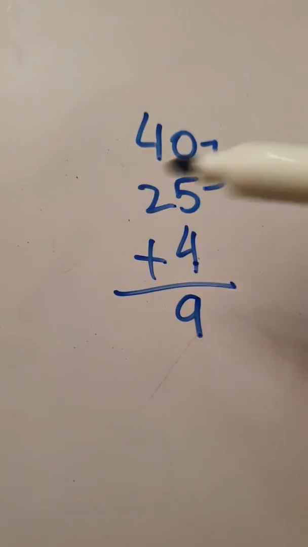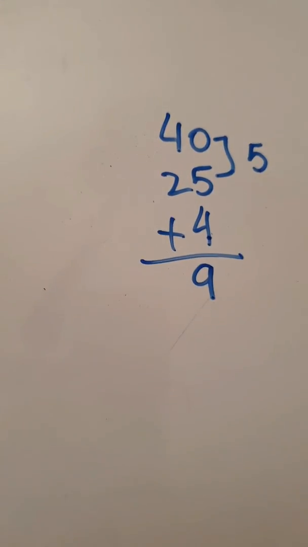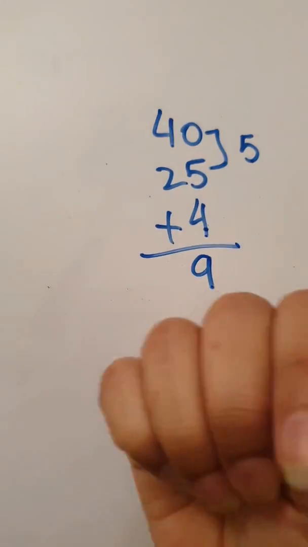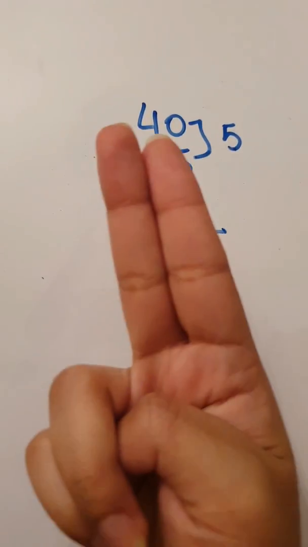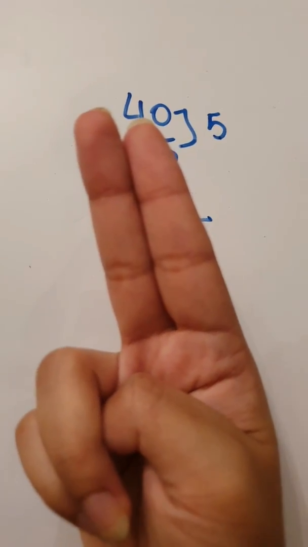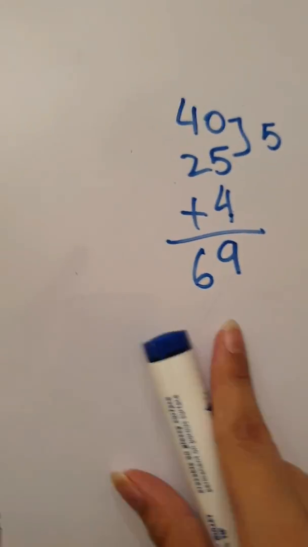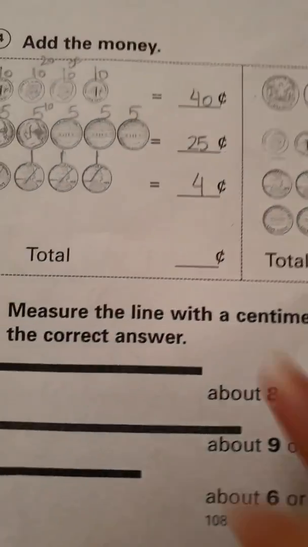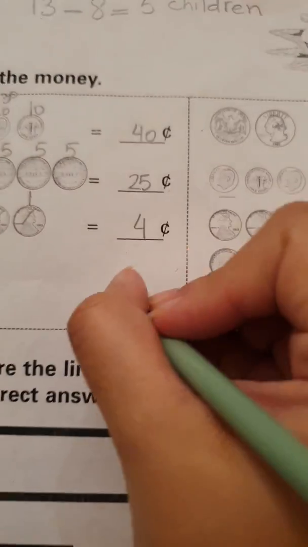Then we have 4 plus 2. So 4 is the bigger number. 4 goes in our mind and we're going to take 2 fingers out and we will count after 4. So we have 5 and 6. So our total answer is 69. Now let's go over here and write 69 cents in total. Now let's move to the next part, okay?